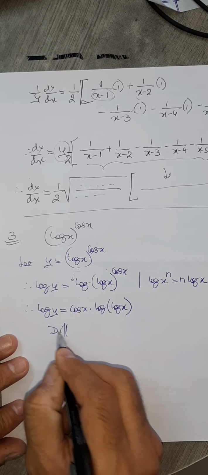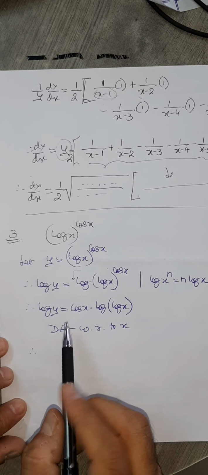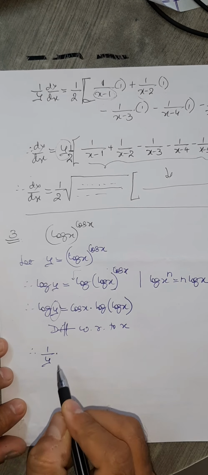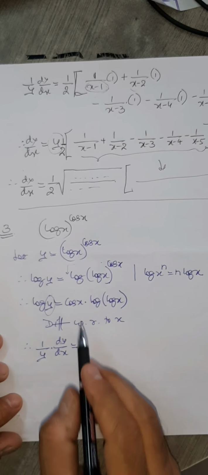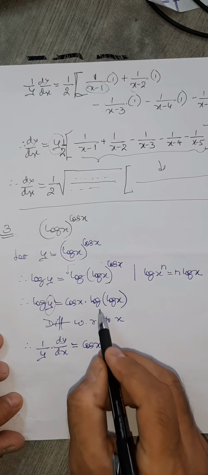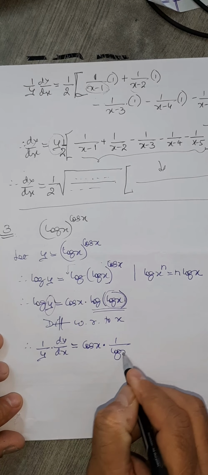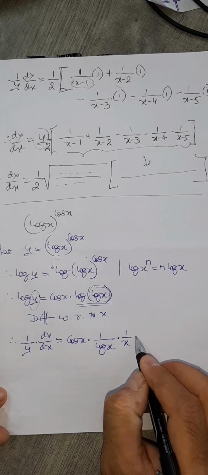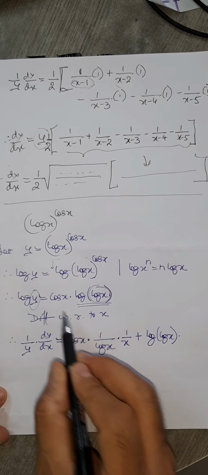Now differentiating with respect to x on both the sides. What is the derivative of log y? Imagine this as x. What's the derivative of log x? 1 upon x. So 1 upon y into the derivative of y with respect to x, that is dy by dx. On the RHS we use the product rule. Cosine x as it is. Differentiation of this, imagine this as x. So 1 upon log x into, by chain rule, the derivative of log x, which is 1 by x, plus log of log x as it is by product rule into the derivative of cos.